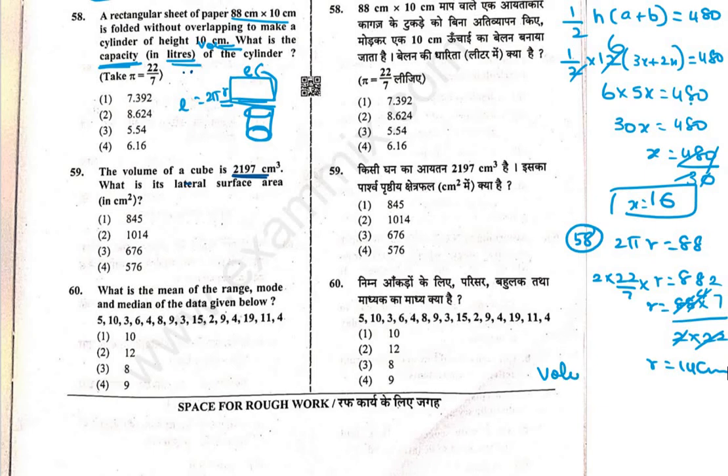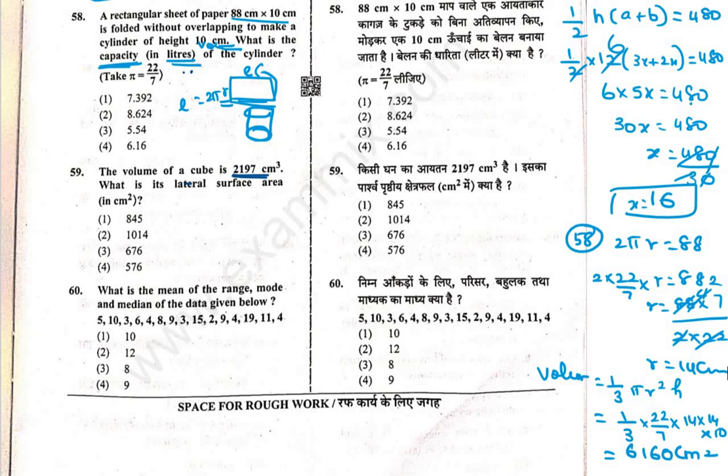And then find the cylinder volume. What is the formula for volume? 1 by 3 pi r squared h. So 1 by 3, pi is 22 by 7, r squared is 14 into 14, and h is 10, given, into 10. So calculating the volume, we will get 6160 centimeter cube.